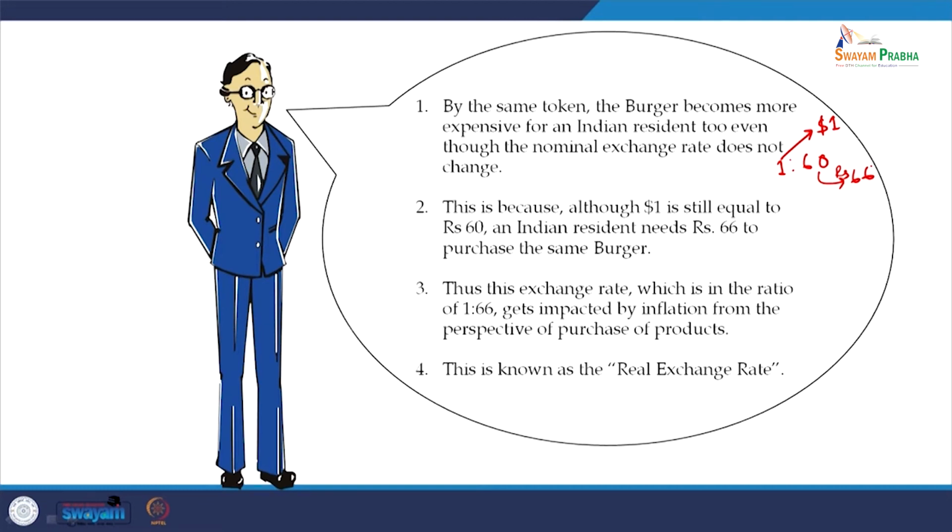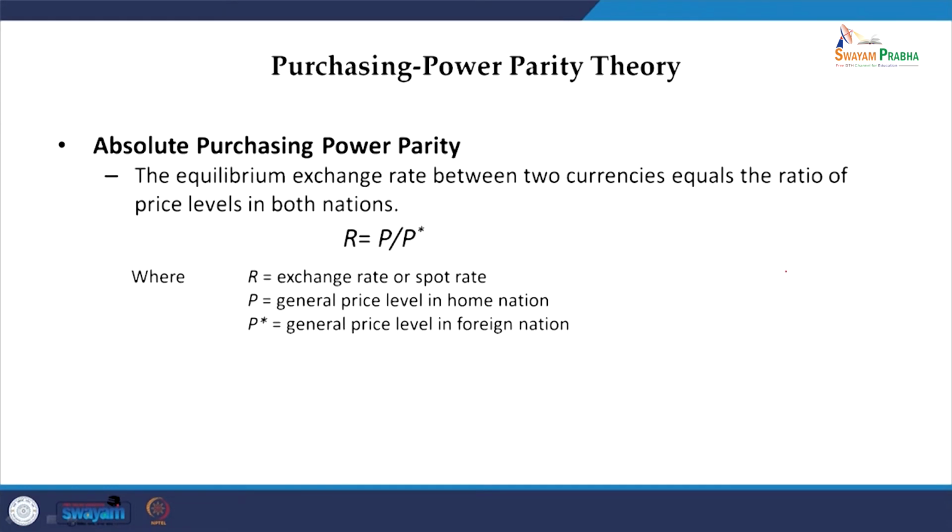Thus, this exchange rate, earlier it was 1:60, now it is 1:66. So, this gets impacted due to changes in inflation, and from the perspective of the purchase of products, due to higher purchase or aggregate demand. So, it has an inflationary tendency within the country. That is the reason why the real exchange rate gets changed. Nominal exchange rate may remain the same, but the real rate has changed.